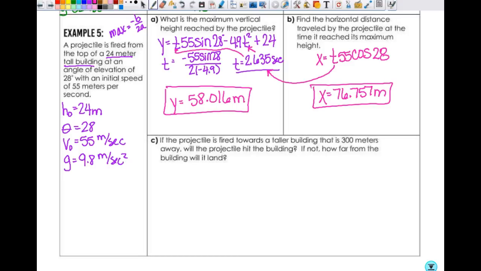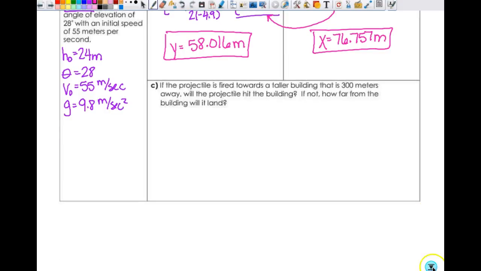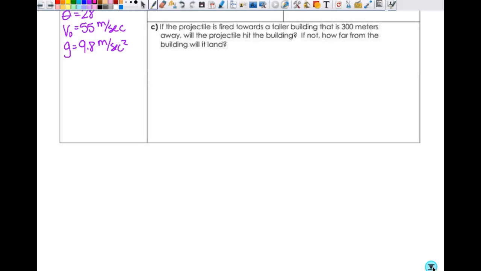All right, then it says, if the projectile is fired toward a taller building that is 300 meters away, will the projectile hit the building? If not, how far from the building will it land? All right. So here's what's going on here.